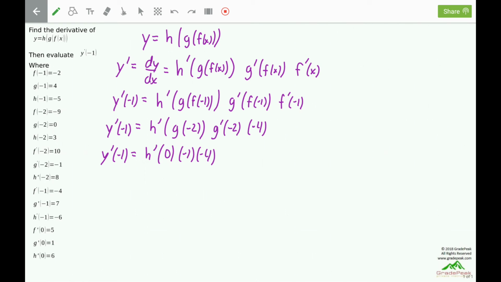And then we can finally replace in a value of h prime of 0. That's the very last one given. It's down here. That's actually a 6. So we have a 6 times a negative 1 times a negative 4. Negative 1 times negative 4 is a positive 4. We can maybe multiply those. And then 6 times 4, which will give us a 24.